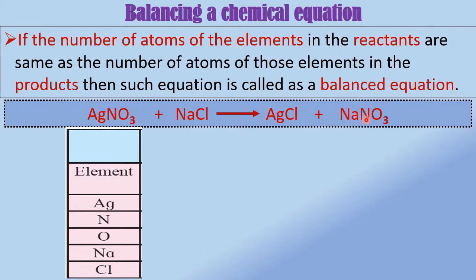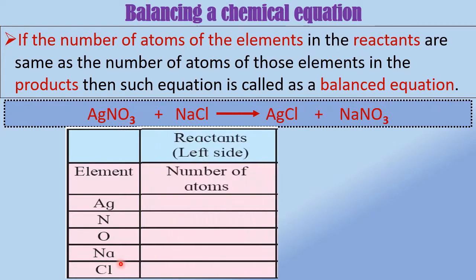So, here the elements involved are silver, nitrogen, oxygen, sodium and chlorine. Now, in the second column of the table, we write the number of atoms of each of these elements on the reactant side.